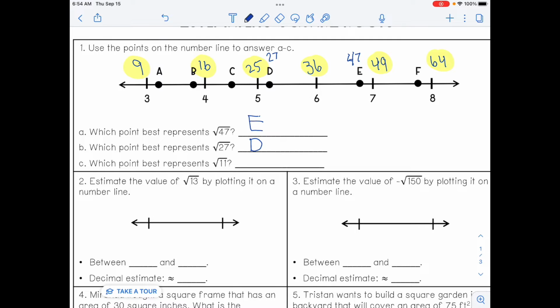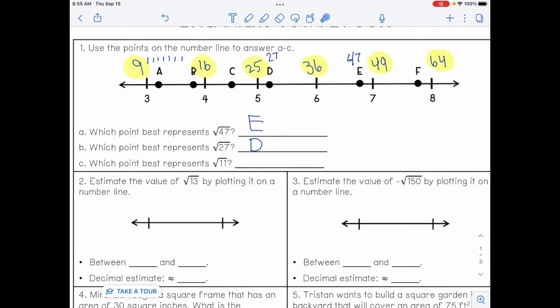For C, which point best represents the square root of 11? I see a highlighted 9 and 16, but what I do notice in between here is that there's an A and a B. So you'd have to ask yourself, what does 11 fall closer to? So I'm going to make some dashes in between. If I went from 9, 10, 11, 12, 13, 14, 15, 16, that wasn't very evenly spread out, but we get the point. How many dashes would 11 fall at?